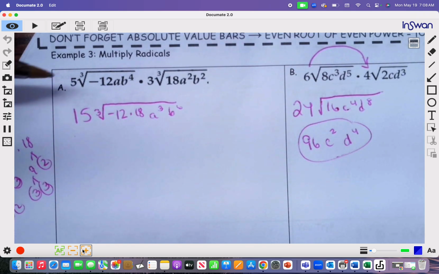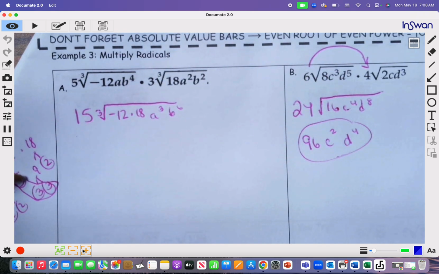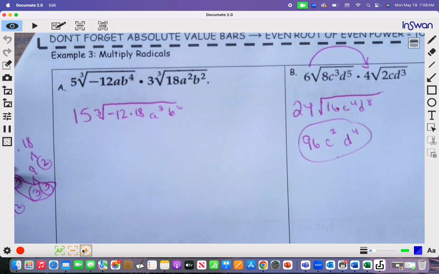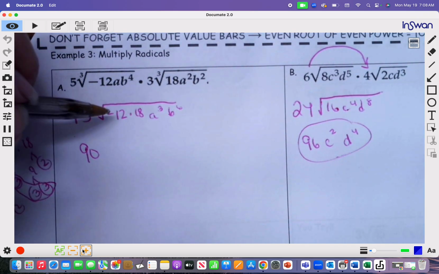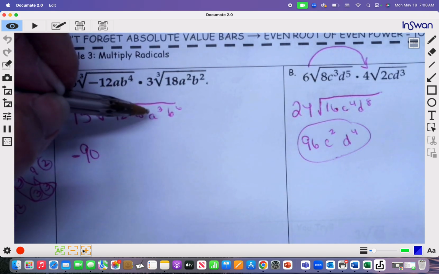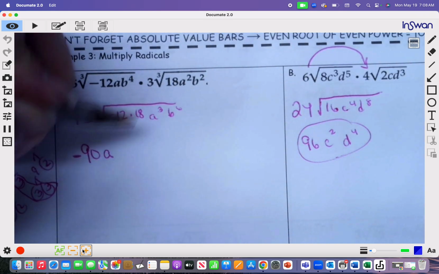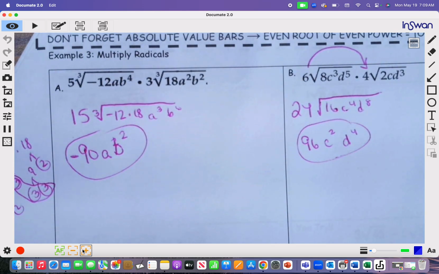Now I'm looking for groups of 3. So I have 1, 2, 3 threes right here, and 1, 2, 3 twos. So on the outside, 3 times 2, which is 6, and then I have to multiply by that 15. So 15 times 6 is 90. And since this was a negative 6 that came out, that makes it a negative 90. Now, a divided by 3 is 1, 3 divided by 3 is 1, and 6 divided by 3 is 2. So that's b squared. That's my final answer.